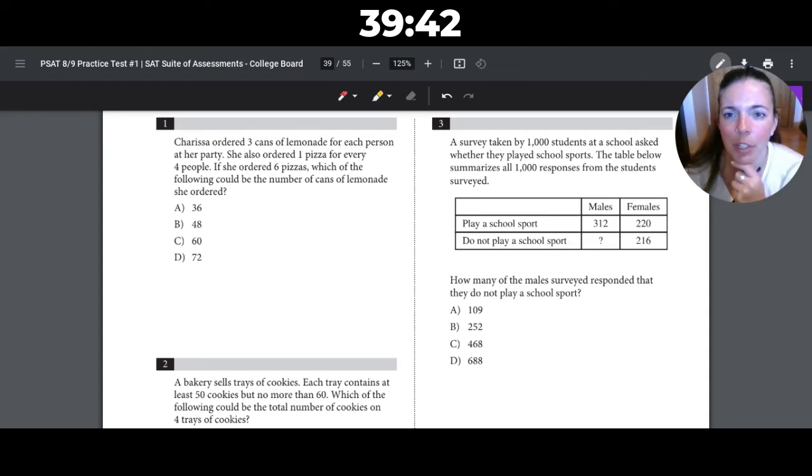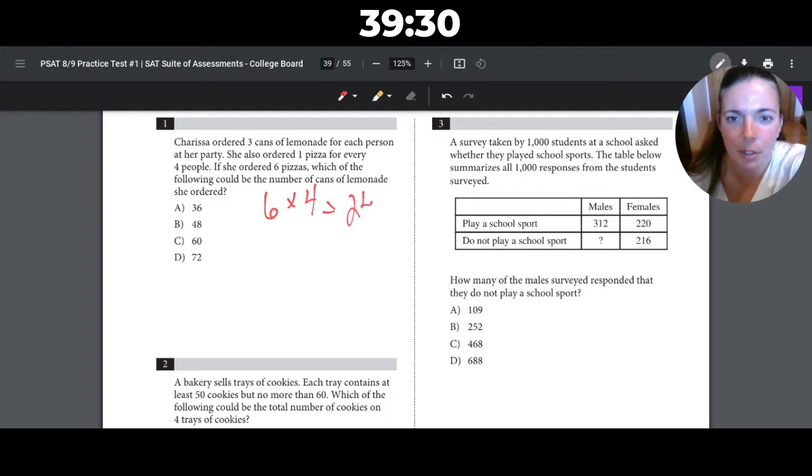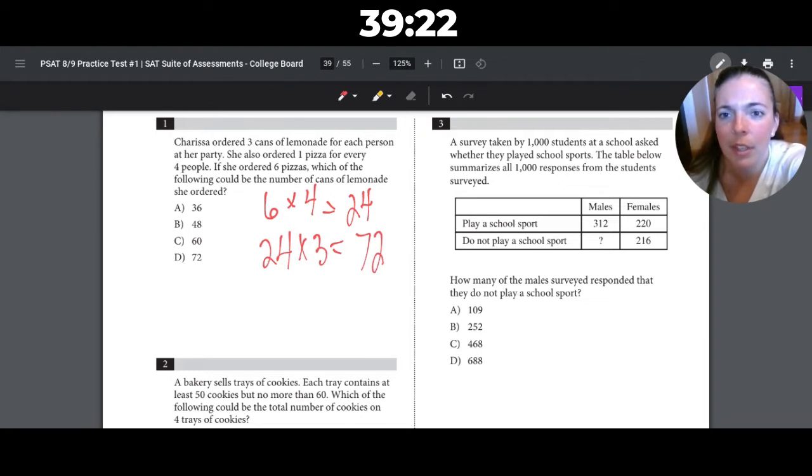Okay, so she ordered 3 cans of lemonade for each person, 1 pizza for every 4 people, and she ordered 6 pizzas. Okay, so 6 pizzas for every 4 people. So that's 6 times 4, because she did 1 for every 4. So it seems like there's about 24 people there. So if you take 24 and multiply it by 3 cans of lemonade each, you will get 72. That would be the number of cans of lemonade that she ordered, 72 cans.